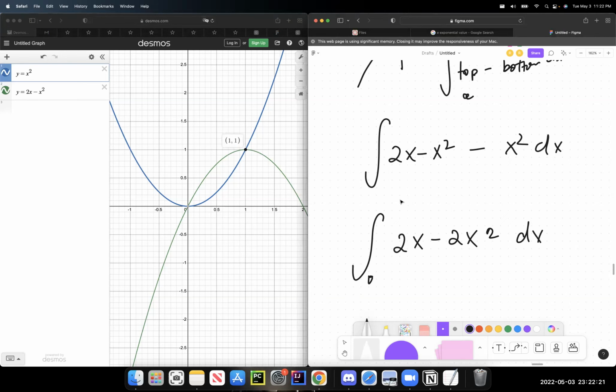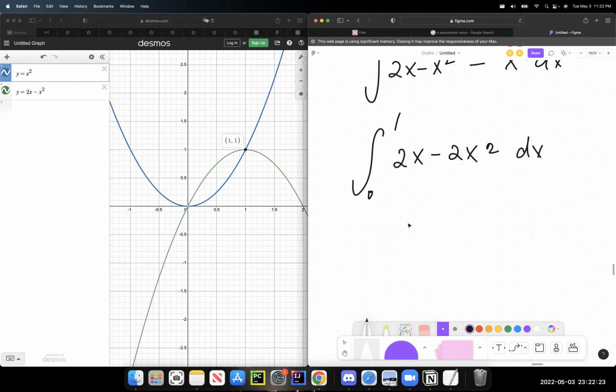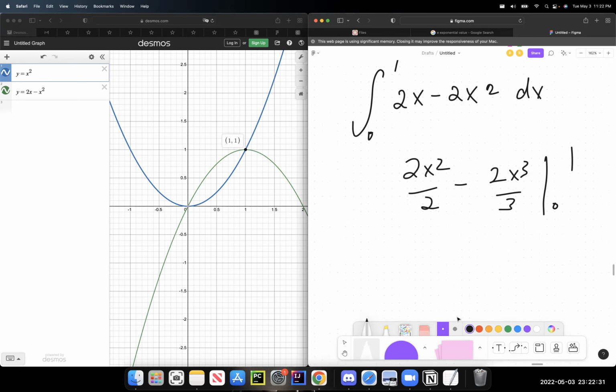And again, you could solve for the bounds by setting them equal to each other. That's 2x squared over 2 minus 2x cubed over 3, evaluated from 0 to 1. If you put 0 in there, this becomes 0, this becomes 0, so your second term is 0. But if you put 1, you'll have 2 over 2, which is 1, minus 2 over 3. So it's 2 over 2 minus 2 over 3, which is 1 minus 2 over 3.